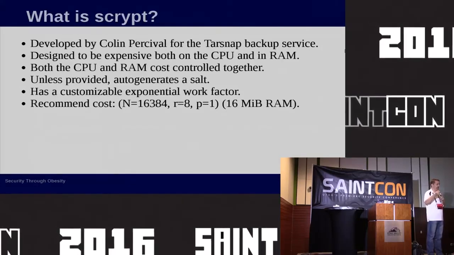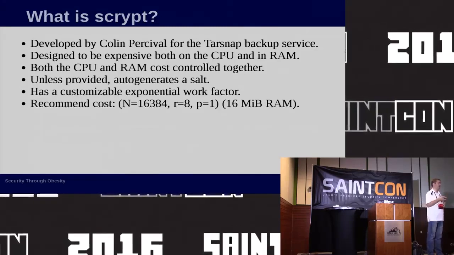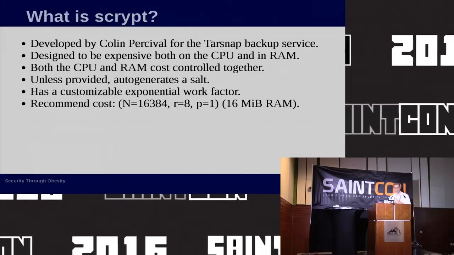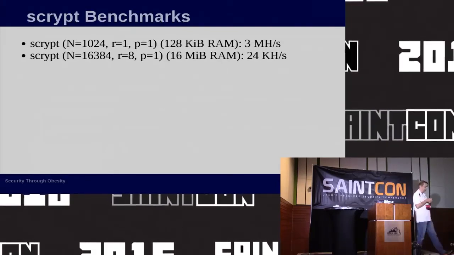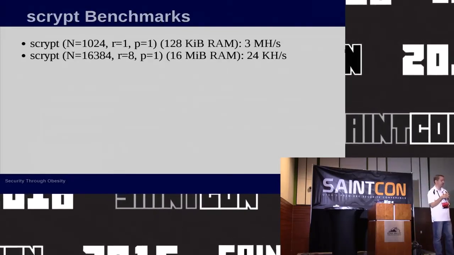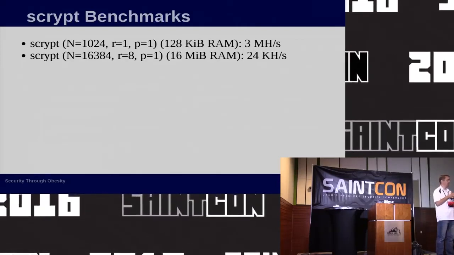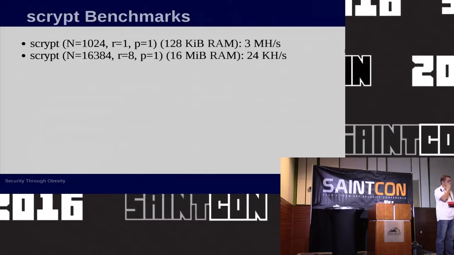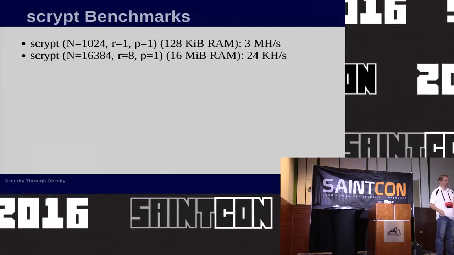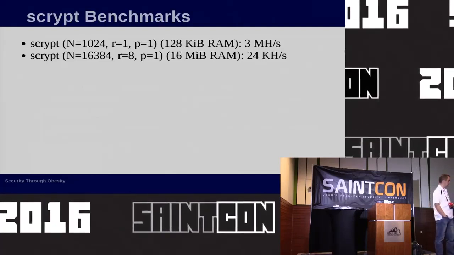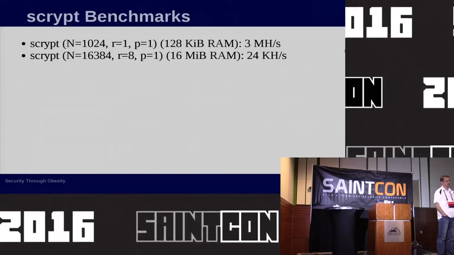So I don't have a RAM knob I can tweak. I just have these three, and then I need to do the math to see what the RAM cost ends up to be. But he recommends at least 16 megabytes of RAM. With Hashcat, unfortunately, it targets 128 kilobytes of RAM. So in that case, it produced 3 megahashes per second. Again, that's not the recommendation. So I needed to do the math and move it up to the recommendation of 16 megabytes of RAM. And according to my math, even though I didn't have access to this hardware, it should produce around 24 kilohashes per second. Okay.